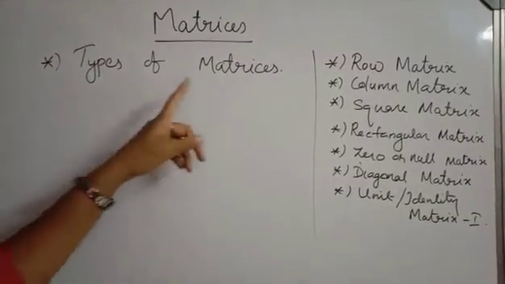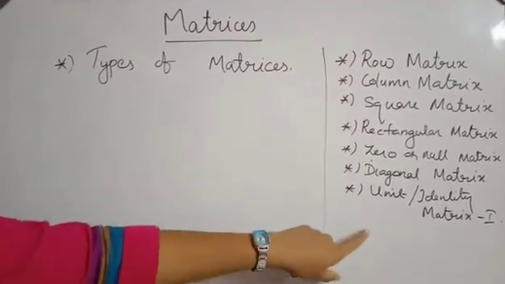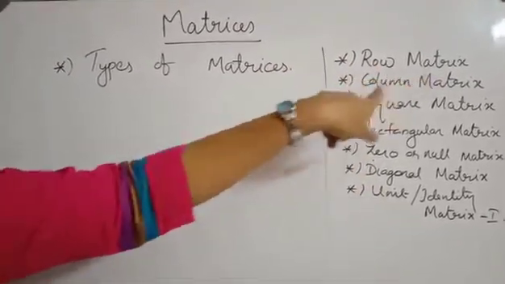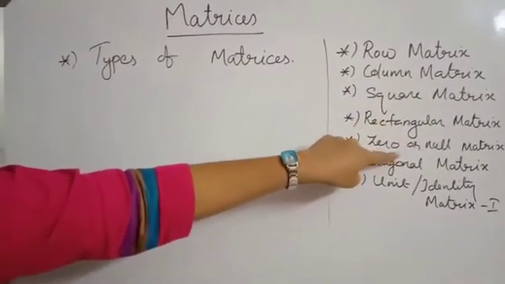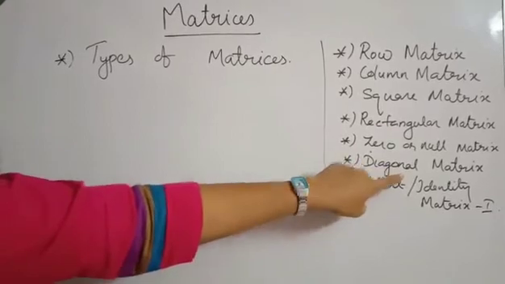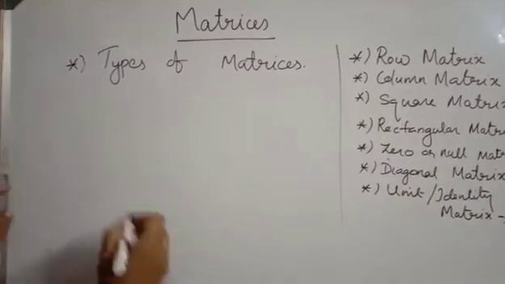Next are the types of matrices. There are many types of matrices: row matrix, column matrix, square matrix, rectangular matrix, zero or null matrix, diagonal matrix, and unit or identity matrix. Let's consider an example.